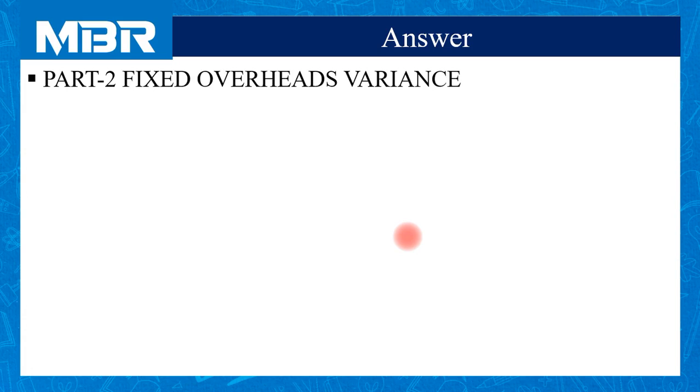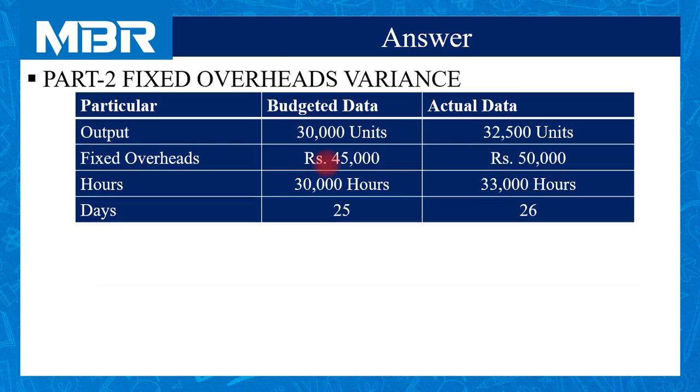Second part of your answer is related to fixed overheads variances. First of all, it is necessary for you to identify the information that you need for fixed overheads. We are in need of items related to calculation of all 6 or 7, as many as possible, variances related to fixed overheads. So I have made all the information in a separate table: particular, budgeted data, actual data. For the calculation of fixed overheads variance, we are in need of output. So I have inserted in the table 30,000 units, 32,500 units.